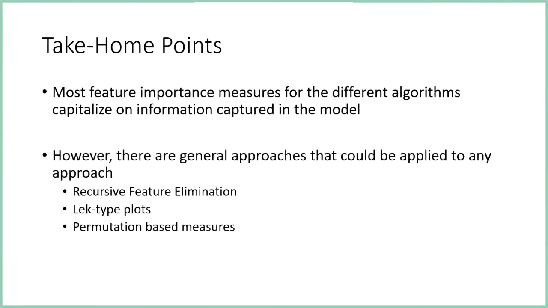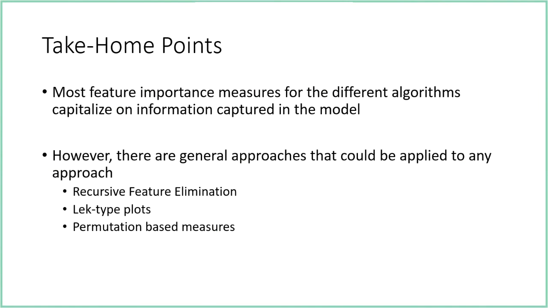So a few main take-home points in the last minute. Most of these feature importance measures capitalize on information captured from the model, but there are general approaches that could be applied to any of these. So we could use recursive feature elimination for any of these, that idea of removing one predictor at a time based on how well it predicts. Those LEC type plots, where you fix all of the predictors at one value and allow one of the predictors to vary, you can in theory do that for any of the models. It's only been reported consistently for artificial neural networks, but there is something similar that's been reported for support vector machines. It certainly seems applicable to ensembles.